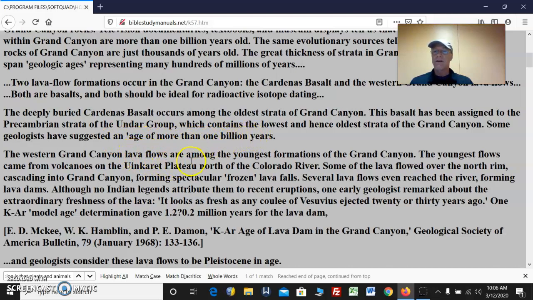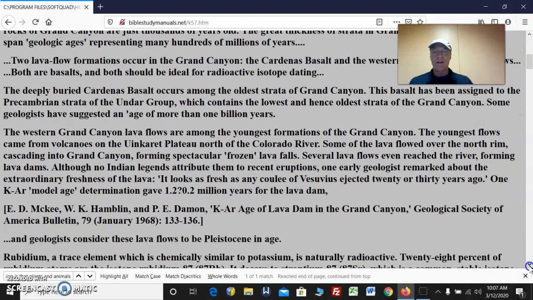The western Grand Canyon lava flows are among the youngest formations of the Grand Canyon. The youngest flows came from volcanoes on the Uinkaret Plateau, north of the Colorado River. Some of the lava flowed over the North Rim, cascading into Grand Canyon, forming spectacular frozen lava flows. Several lava flows even reached the river, forming a lava dam, with extraordinary freshness of the lava. It looks as fresh as any coulee of Vesuvius ejected 20 or 30 years ago. One potassium-argon model age determined gave 1.2 plus or minus 0.2 million years for the lava dam. Millions of years ago. Fresh.